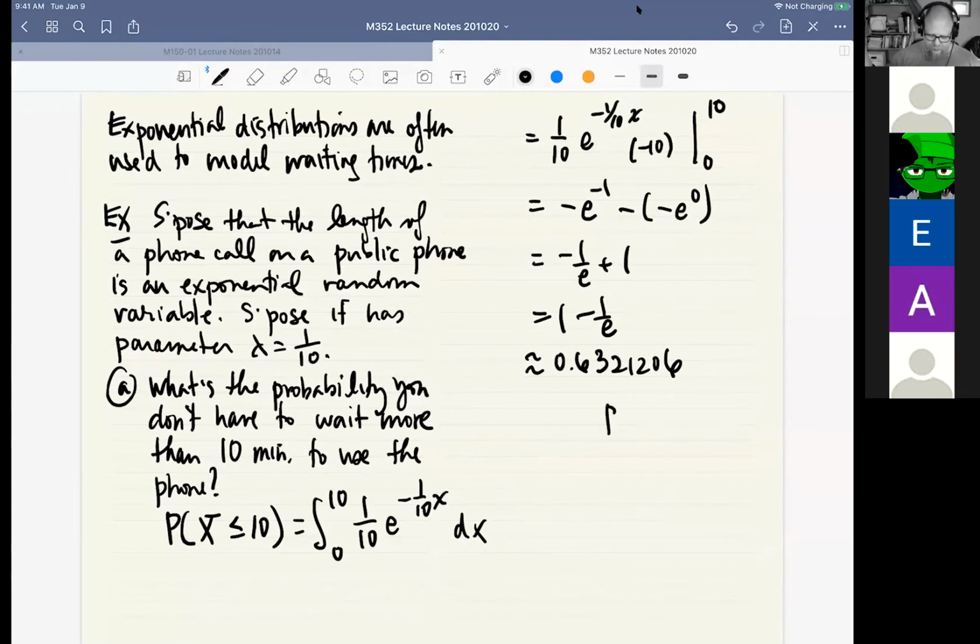Just as a note, if you wanted to use R to calculate this probability, you'd use pexp, because exp is the way it abbreviates the exponential. P is for the cumulative distribution function, right? And that's what we're calculating here. And so you say pexp 10, because that's the value we're interested in here. And then you put in the parameter for the exponential function, which is 1/10.